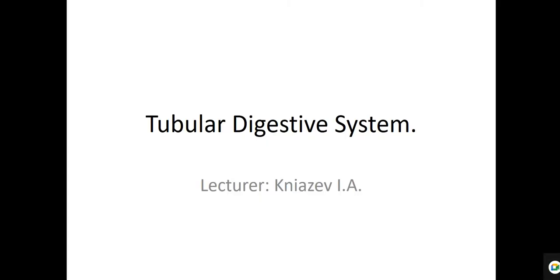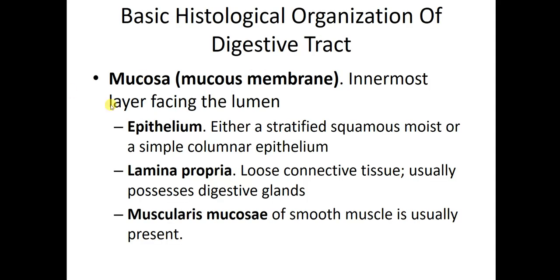So hello dear guys, today we'll discuss the tubular digestive system, the histology of the tubular digestive system. We artificially subdivide the digestive tract into the tubular digestive system and also the liver and pancreas, distinct parts of the digestive system. Today we'll concentrate our attention on the tubular digestive system. Here I want to explain to you the basic histological organization of the digestive tract.